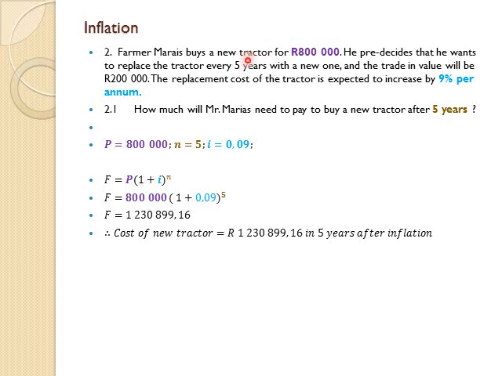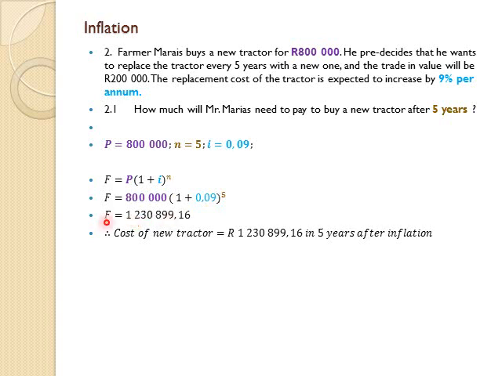Alright, so P, the tractor, is 800,000, and we're taking inflation. N is 5 years, and I, they gave 9% per annum, so 9 divided by 100, 0.09. To get the price in the future, we use F equals P(1 + i)^n. P being 800,000, 1 plus 0.09 to the power 5.